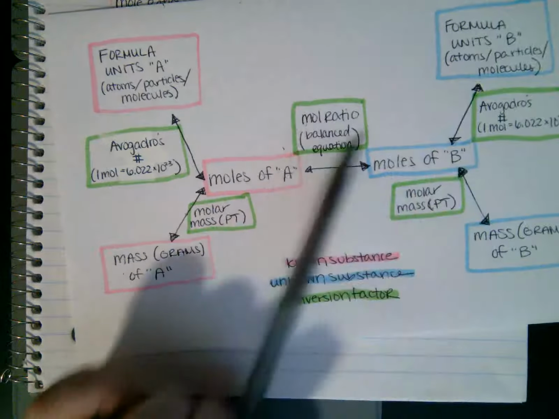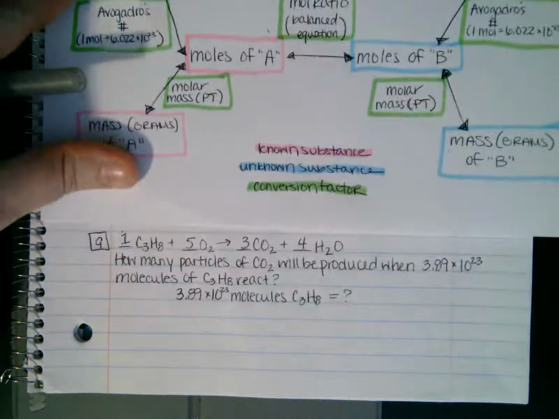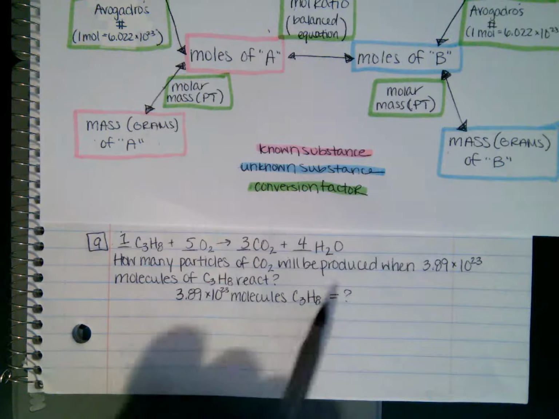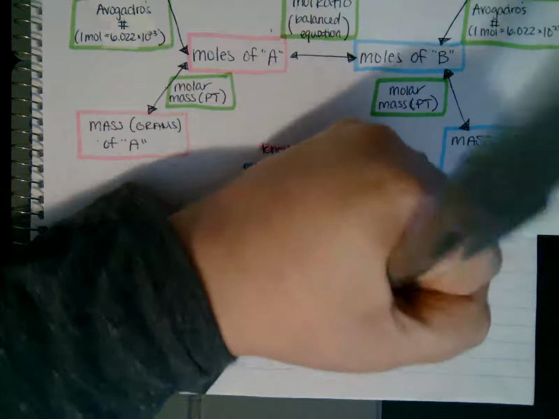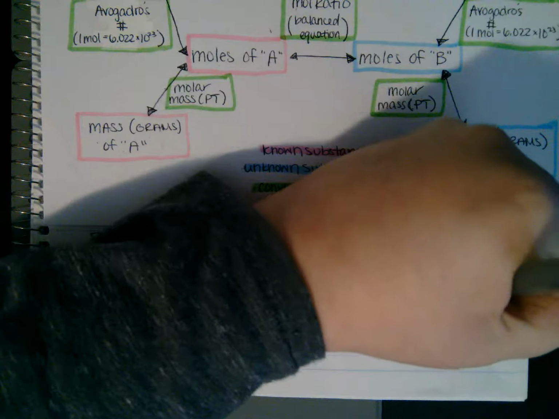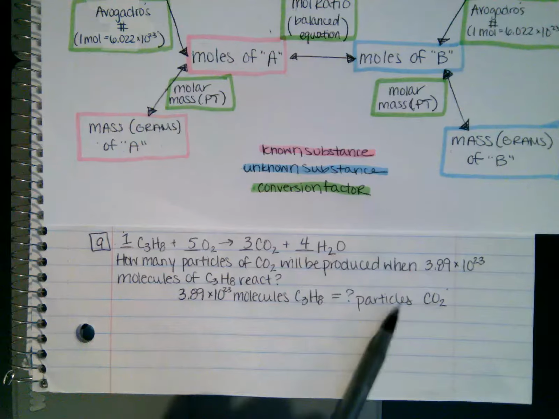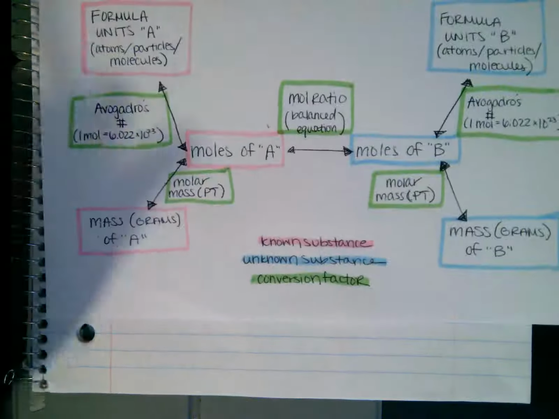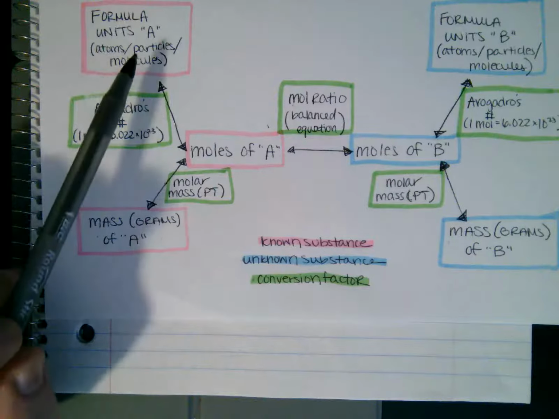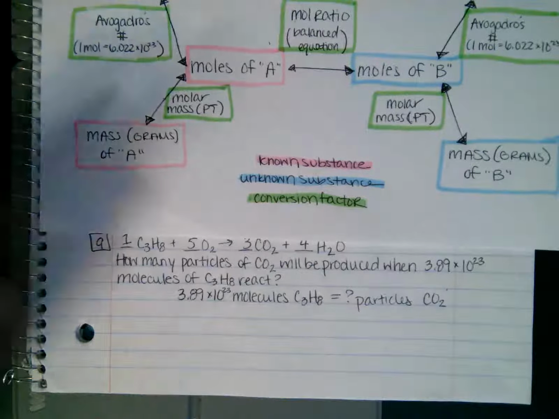Okay, let's start setting up our T-chart so we can see how all this stuff cancels. Just like we want to know how many particles of carbon dioxide. So we're going from the top left of our flowchart to the top right of our flowchart. And we said in that first step, we were going to use Avogadro's number to convert from molecules of propane to moles of propane. So what is that going to look like?